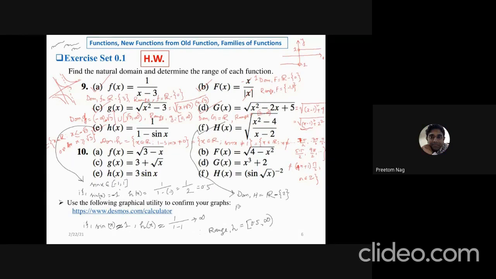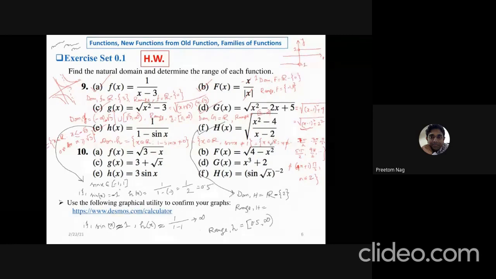How about the range of h? Now to find out the range of h, we can make a little simplification. x square minus 4 over x minus 2. If you do a simplification, that will be x square minus 2 square, that means x plus 2 into x minus 2, and x minus 2 from the numerator can be cancelled out. Finally, you may have square root of x plus 2.